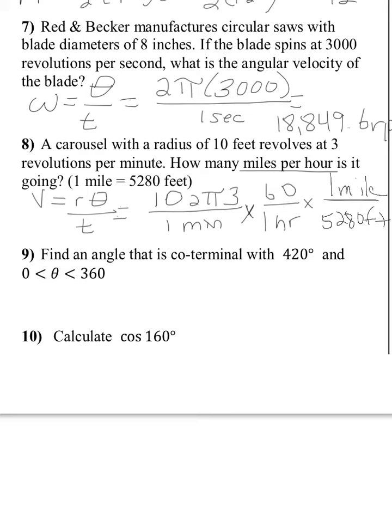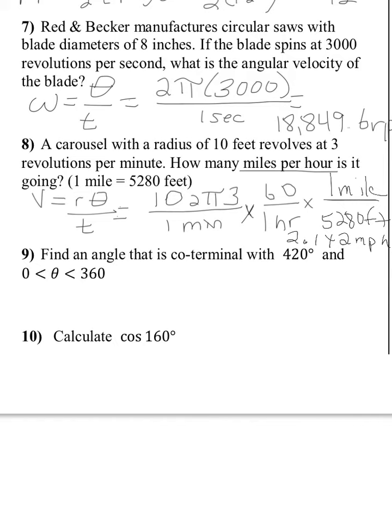Okay. Now once we put this in the calculator, we get 10 times 2 pi times 3 times 60, and we divide by 5280, and after we do that calculation we get 2.142 miles per hour. Let's see if I can write that in. 2.142 miles per hour.